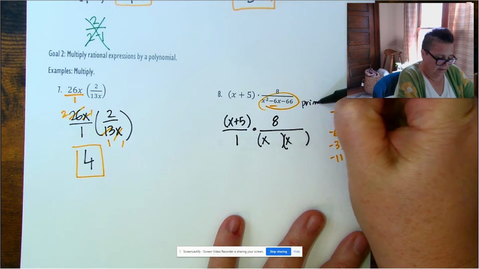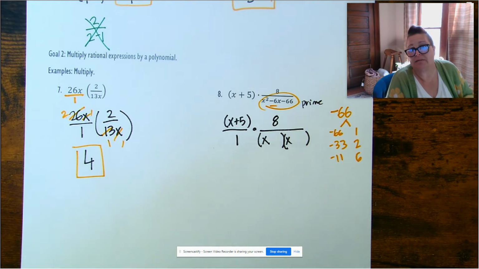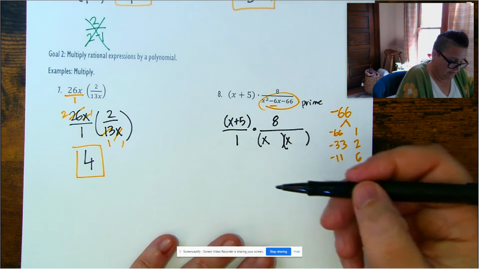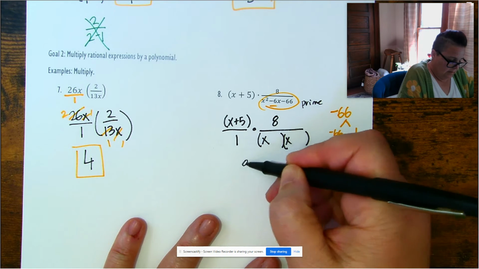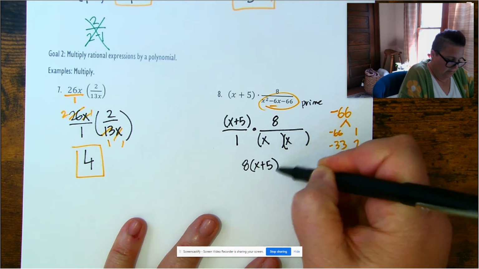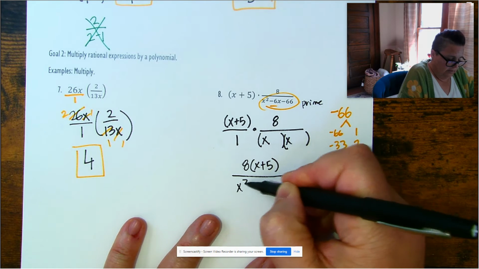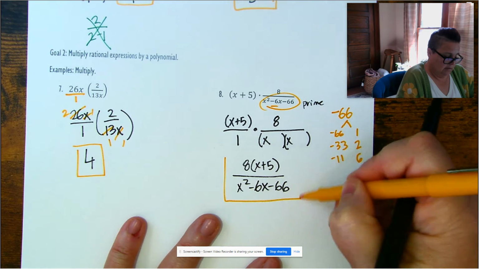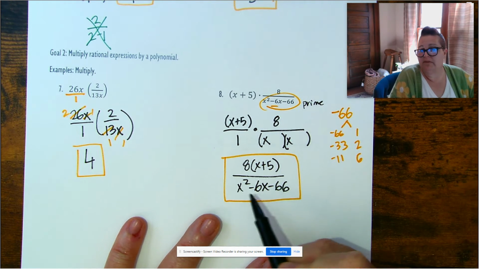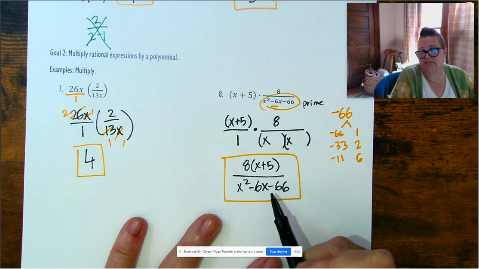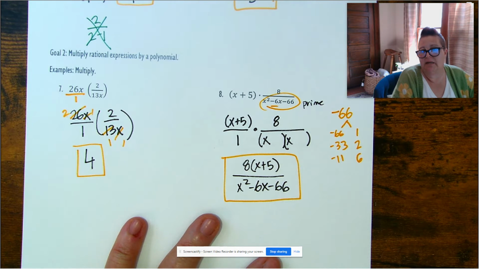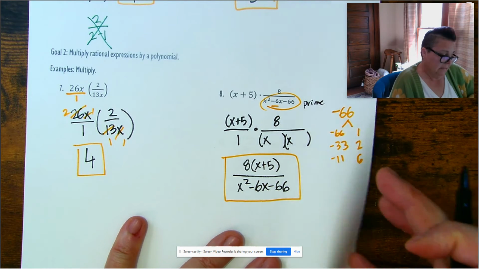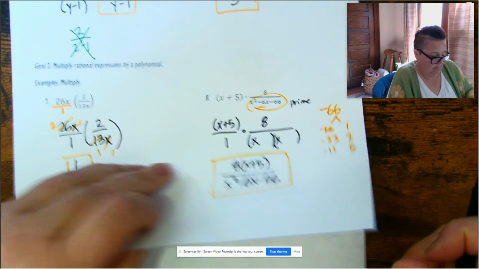So that's not going to factor any further. And that's okay. Sometimes that happens. So this would simply be an 8x plus 5 over x squared minus 6x minus 66. This is it. This is as far as it goes. This one didn't factor, so I can't put factors down here. That just stays, right? So this is it. Not perfect, but it happens.